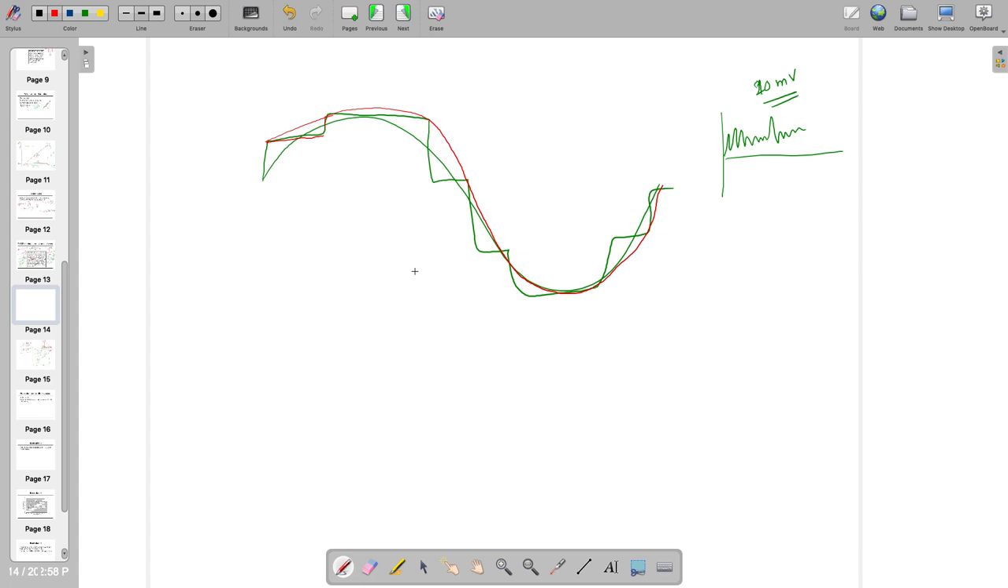Sir, is there any parameter which says below this signal, if you measure, then it would lead to error or something like that? Yeah, so you should not go below 0.5 LSB.